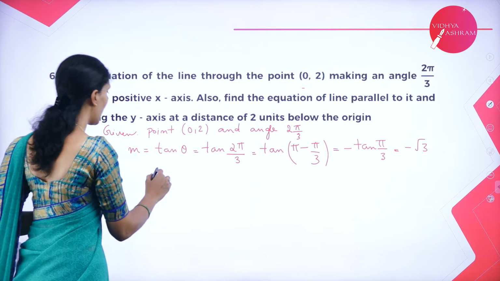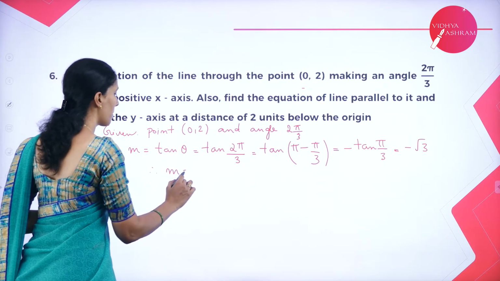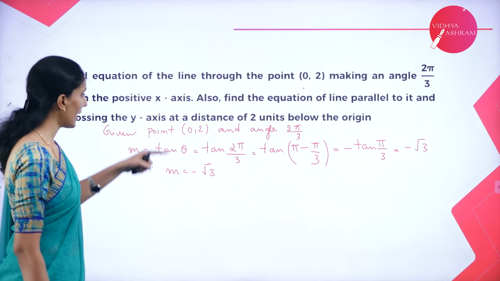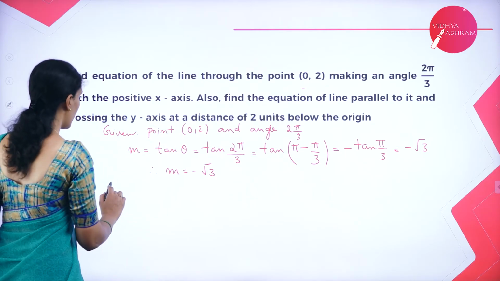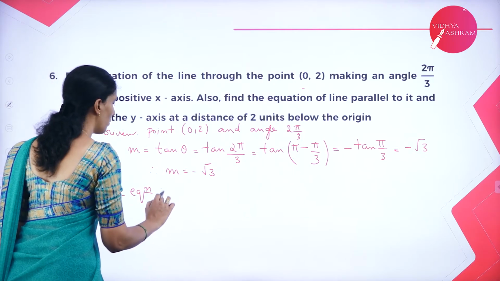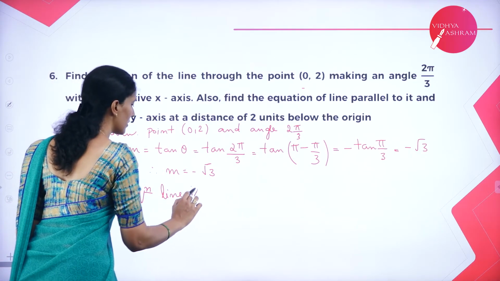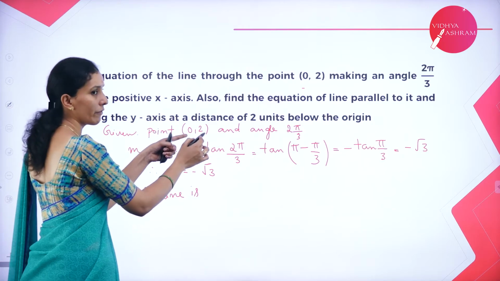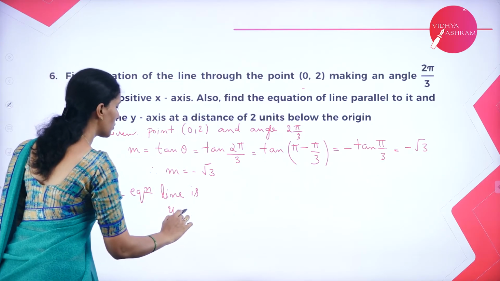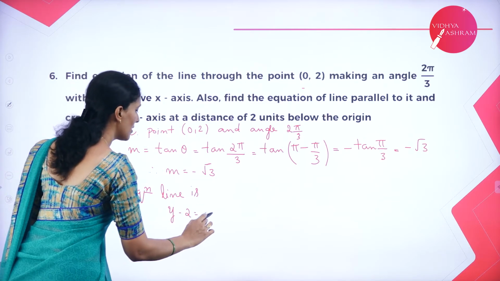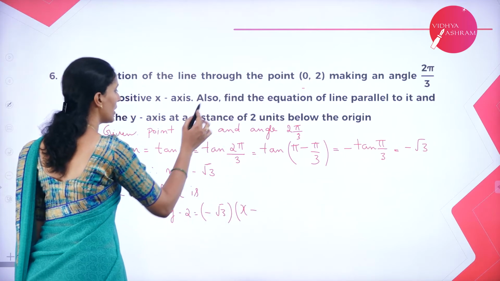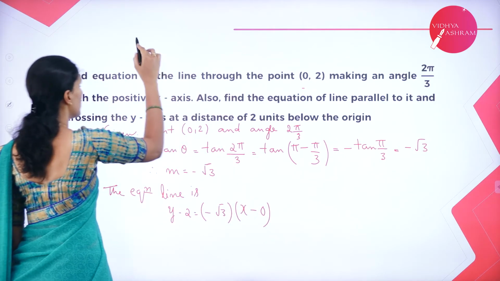So therefore what we can write? The slope is minus root 3. And the point is given. Again using point slope form, the equation of line is, so take this as x1 y1. So which is y minus y1 is 2 and slope is minus root 3 into x minus x1 is here 0.